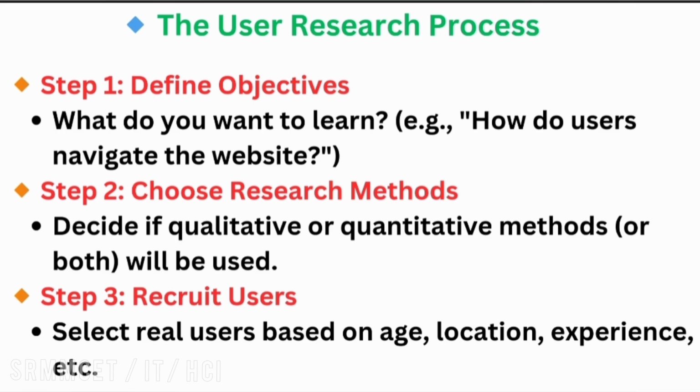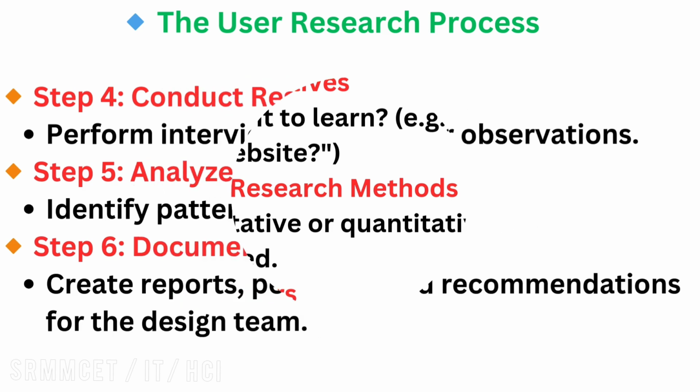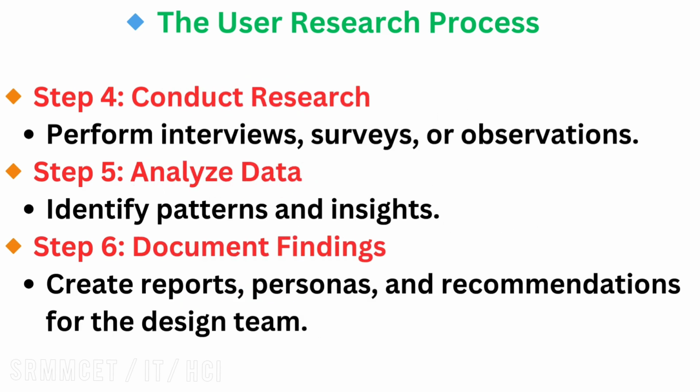Decide if it is a qualitative or quantitative domain, which one is most probably used by you. Step 3 is recruit users. Select real users based on age, location, experience, etc. You have to select the appropriate user for your solution and your queries, so that you can improve your profession or business, whatever it is.